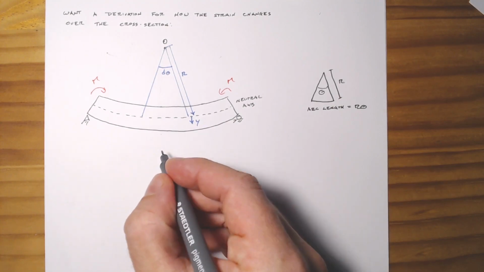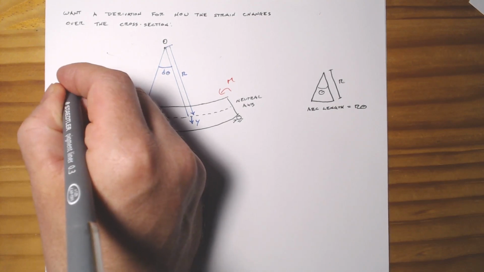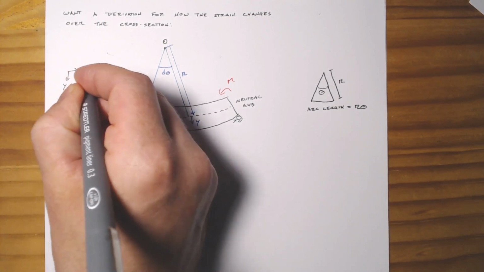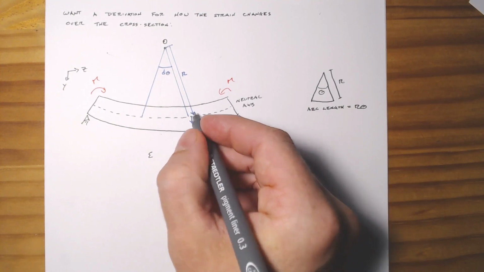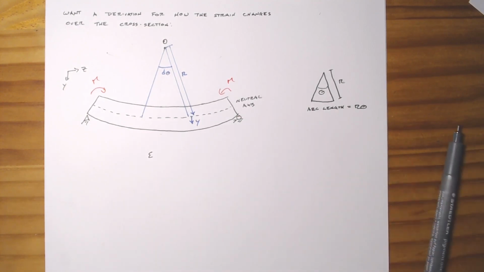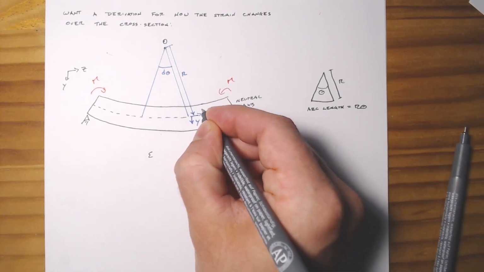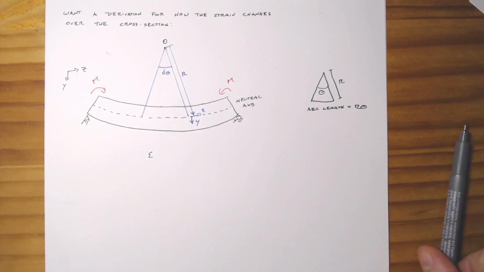Again, our coordinates are going to be y and z. We'll say that our zero coordinate for y is going to be right down here at the neutral axis, and we're going to point it down, and z is going to go this direction.